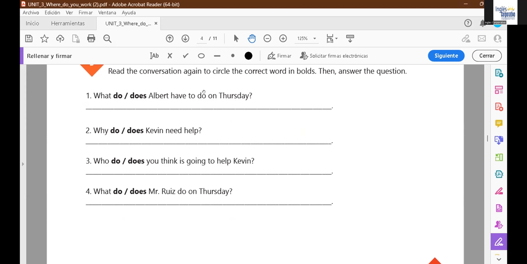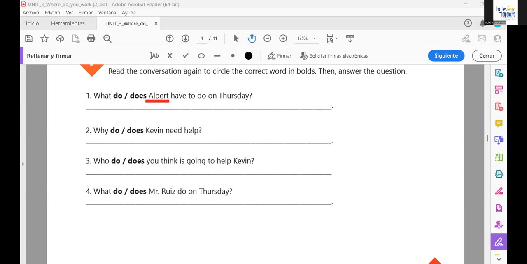What do or does Albert have to do on Thursday? Auxiliary verb, do or does? Do Albert, is that correct? Yes, right. What does Albert? Okay, that's right. Number two, why do or does Kevin need help? Auxiliary verb. Does, again, because we have the name Kevin, right, which represents he.